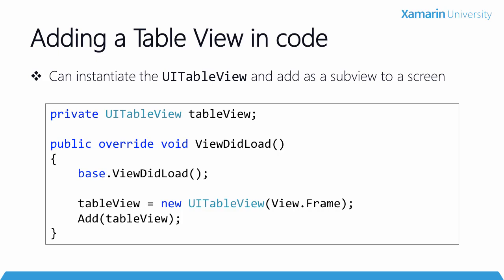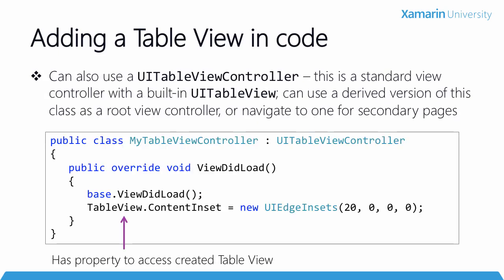If you'd like to display a screen where the table view takes up the whole view, then there's another code approach you can take. This involves the UITableViewController. This is a built-in view controller class where the child view is a UITableView. It's exposed through a TableView property, as you can see here. By just deriving from UITableViewController, you can get your table view created for you. And there are secondary benefits that you'll see in just a moment when we start populating this with data.